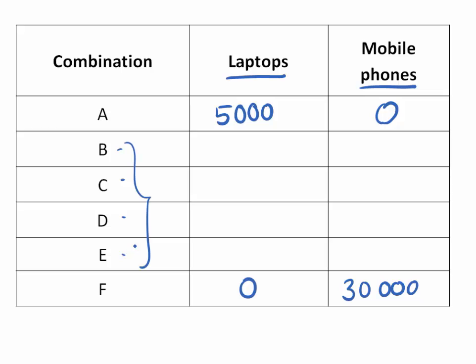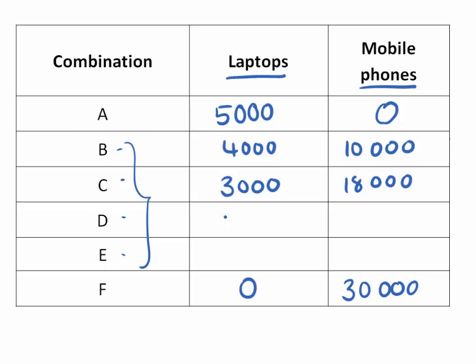For example, if they produce at option B, they can produce 4,000 laptops together with 10,000 mobile phones. Or at option C, they can produce 3,000 laptops together with 18,000 mobile phones. Option D, they can produce 2,000 laptops together with 24,000 mobile phones. Or they can produce as little as just 1,000 laptops, and then they have enough resources left to produce 28,000 mobile phones. Now we understand how the PPC table works.